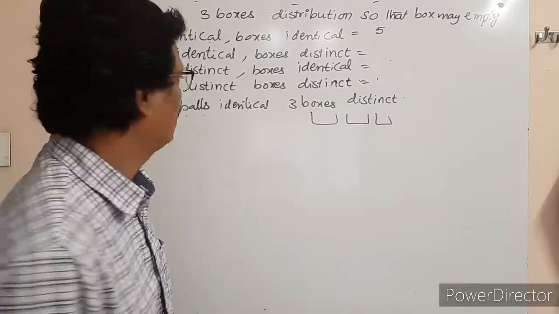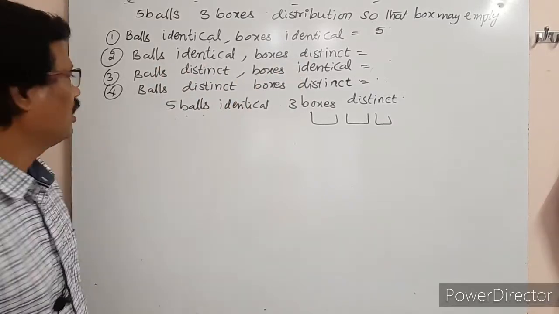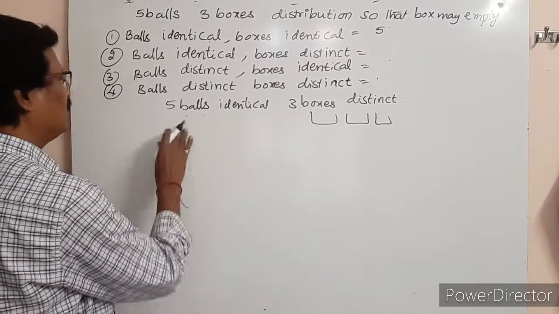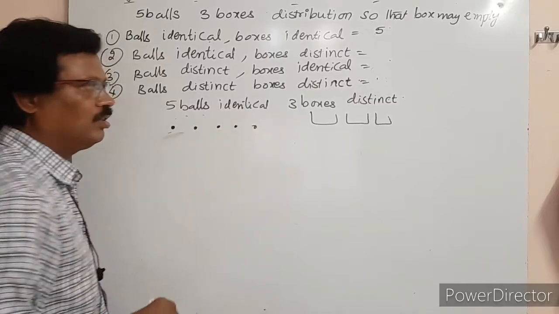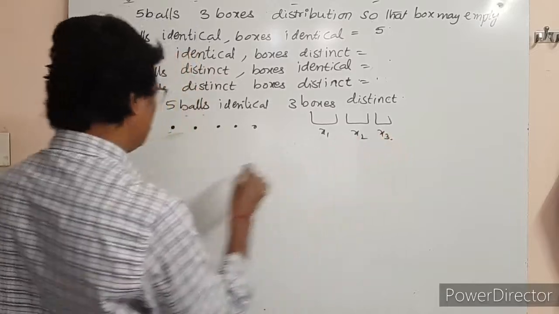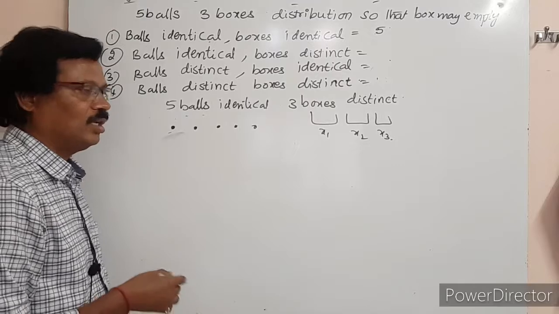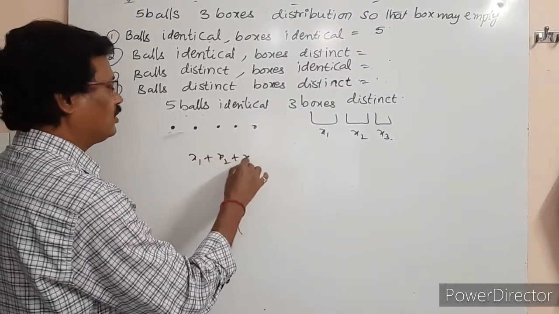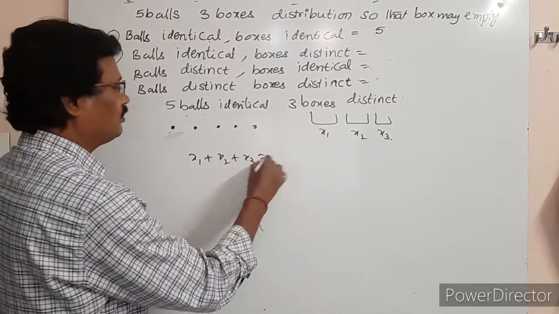See the next one. Balls identical, boxes are distinct. Now these are the 5 balls, 5 balls identical, this is the 1, 2, 3, 4, 5, and 3 boxes are there. This is the x1 box, x2 box, x3 box. Therefore now this is nothing but the number of non-negative solutions, the number of non-negative integral solutions of x1 plus x2 plus x3.